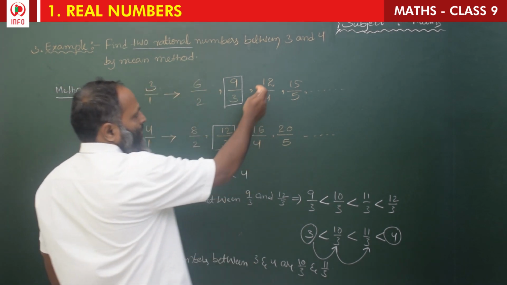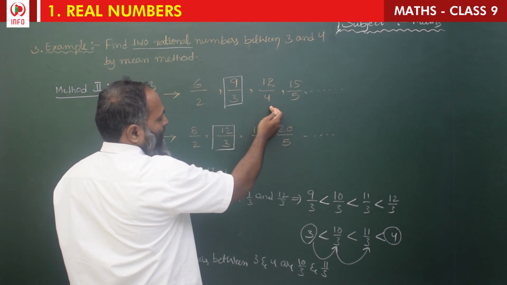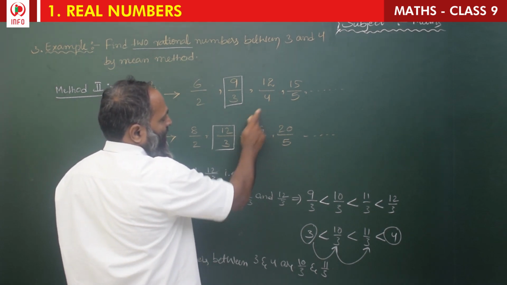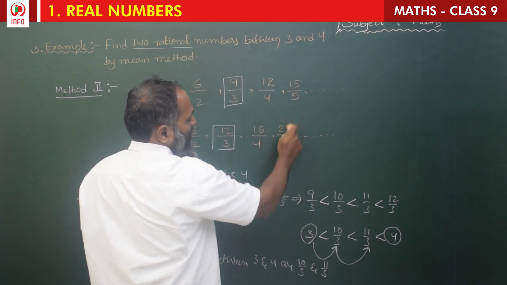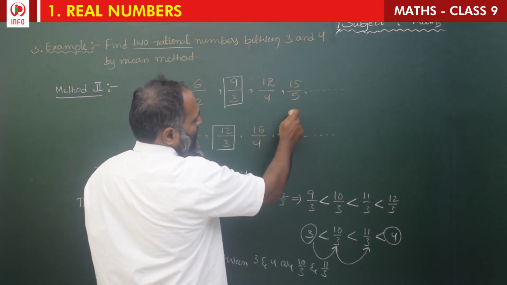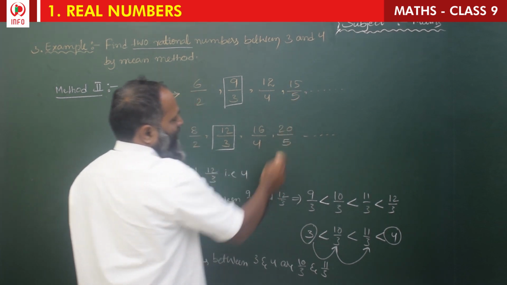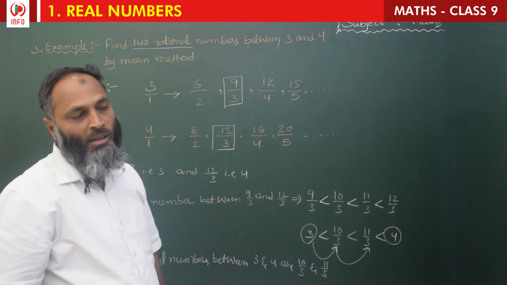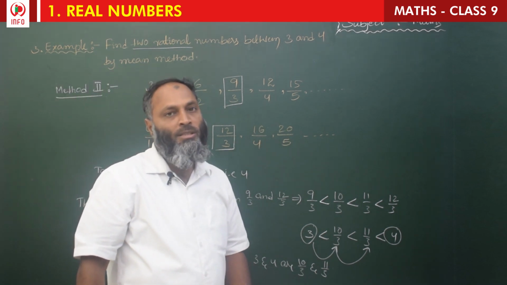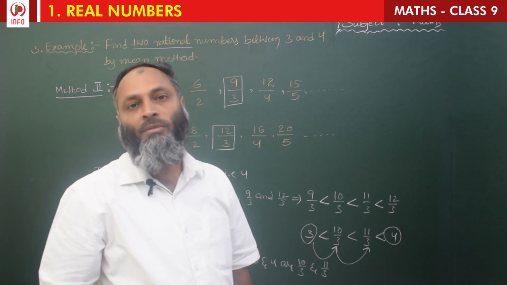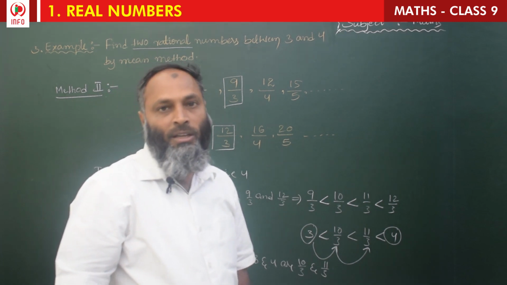If you take these two, 13 by 4, 14 by 4, 15 by 4, three rational numbers you will get in between these. By using these two, 16 by 5, 17 by 5, 18 by 5, 19 by 5, four rational numbers you will get between. However many numbers we require, that many numbers we can find. Okay students.